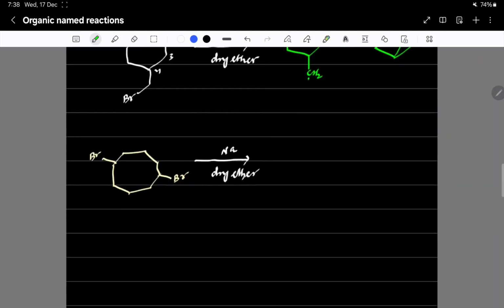Similarly look at this compound. So this is the radical. Now this is the radical. Now this is the radical. Now this radical recombining, so we will get 1, 2, 3, 4, 5. So a 5-membered ring we will get. So this is the possible product. I hope this is clear about the Wurtz reaction, right?